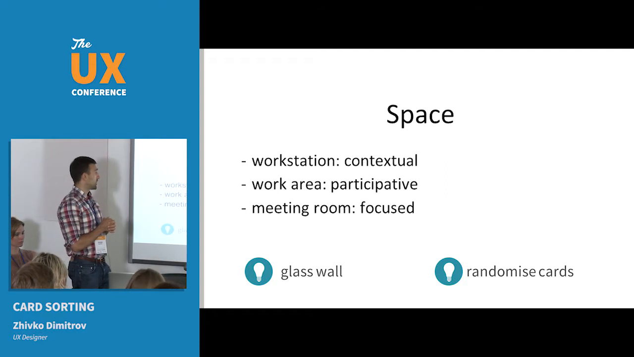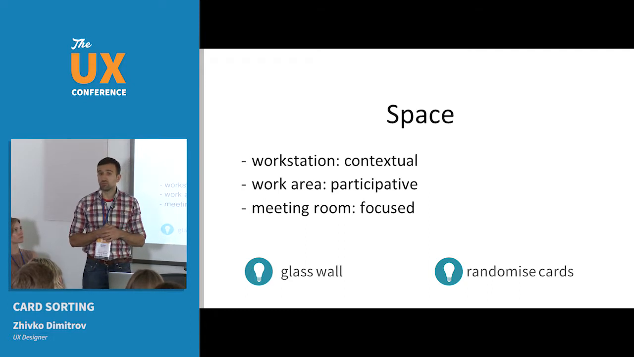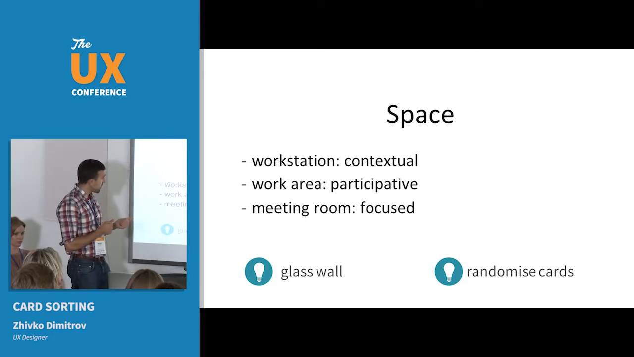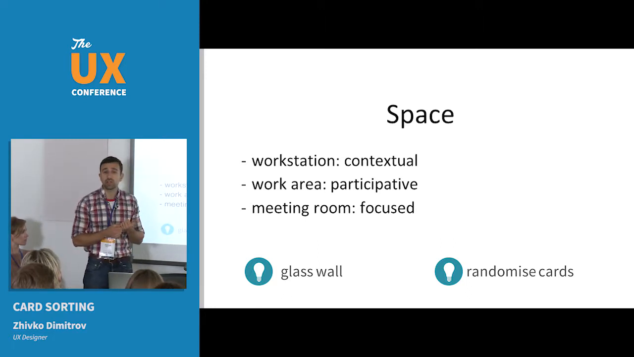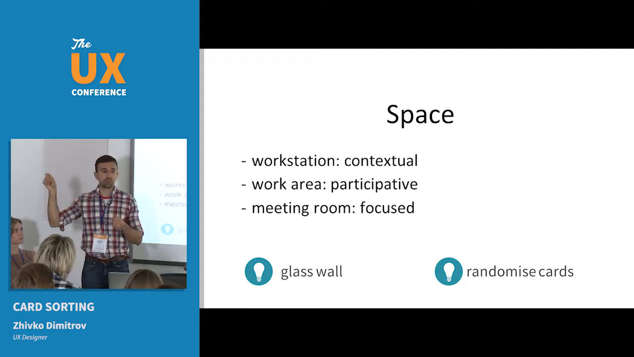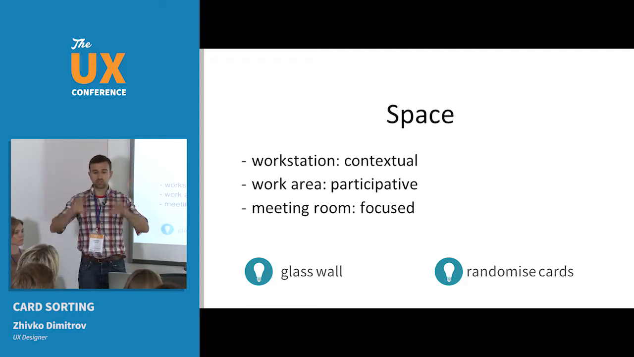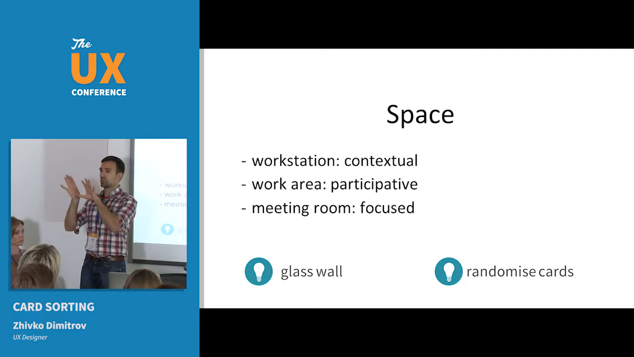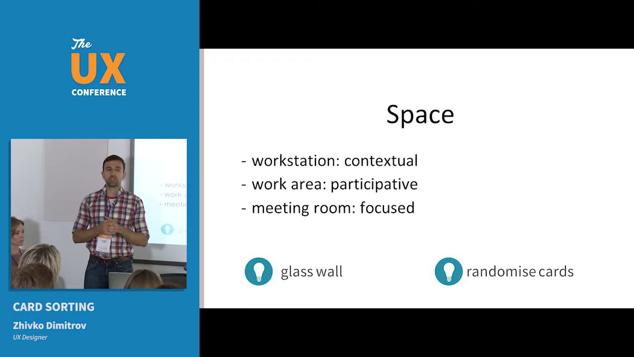And the most common probably is the meeting room. So you just get a dedicated space and you book a meeting room for that study. A few tips here. It's quite nice if you have a glass wall at your disposal. What I tend to do is write the term or the category on one side of the post-it note, and then I will label with numbers the other side of the note, so 1, 2, 3, 4, 5. So then when the users are done grouping them, I'll take a picture not just from the front, but from the back as well.